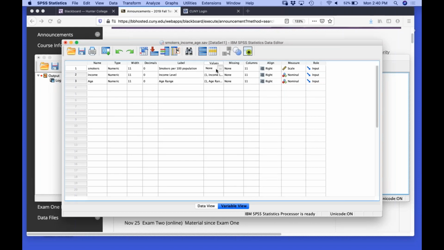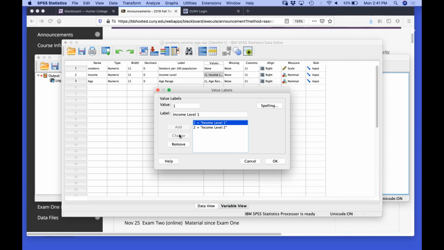Okay, and smokers, I can't define that because that's a number, right? That's the percentage of smokers. Smokers per 100 population is a percentage of smokers. That's a scalar variable.